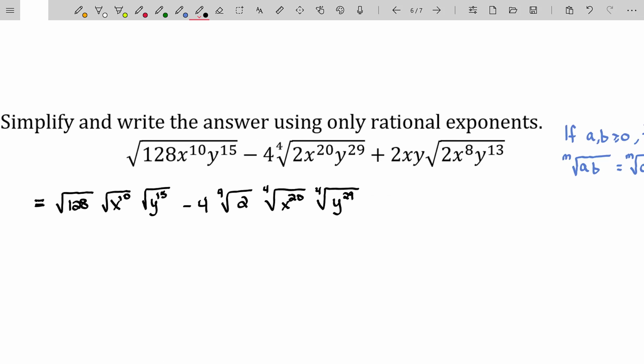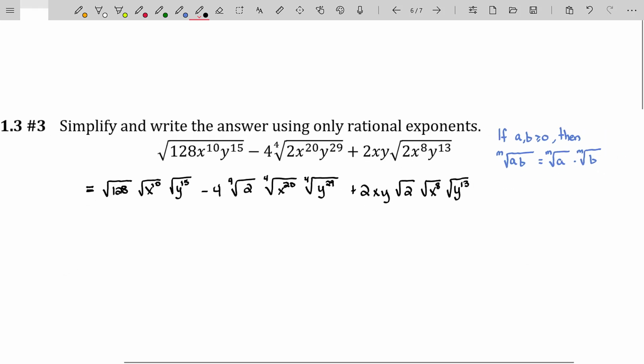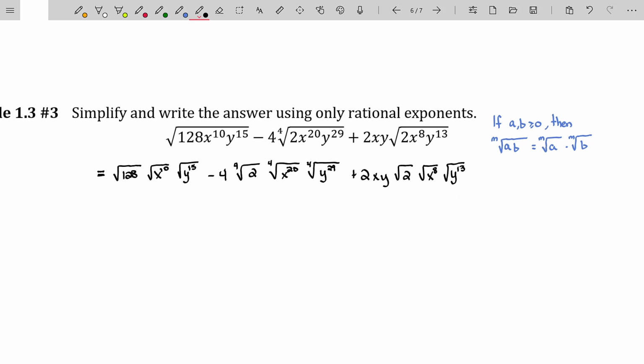And finally, plus 2xy. And again, we have a square root of 2 here, we have a square root of x to the 8th, and a square root of y raised to the 13th power. That's a lot of rewriting there, but a very powerful rule to use. Now we're going to go through each of these expressions or terms one by one and transform them.